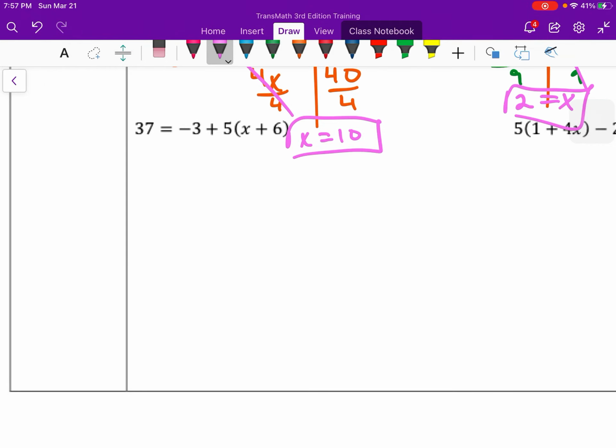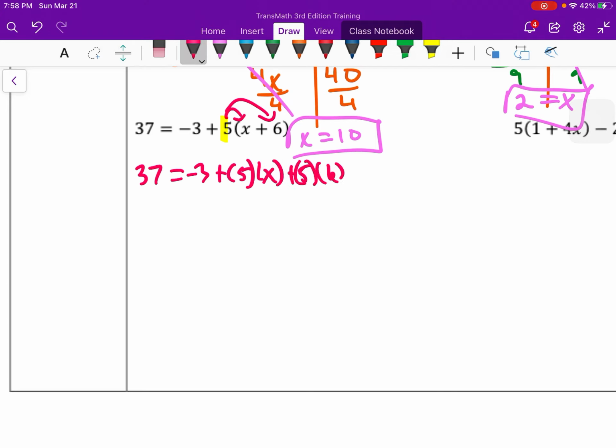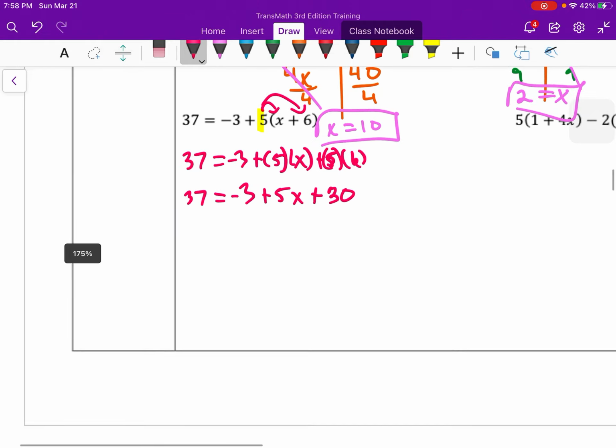A couple more here. This is good practice. So we're going to distribute first. So we have 37 equals negative 3 plus 5, because we're distributing the 5 through, times x plus 5 times 6. So 37 equals negative 3 plus 5 times x is 5x plus 5 times 6 is 30.